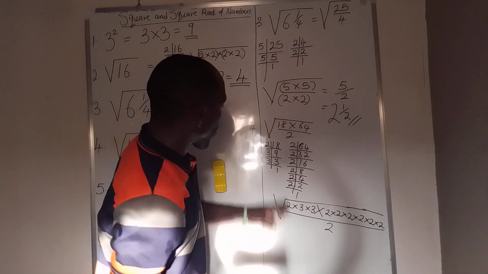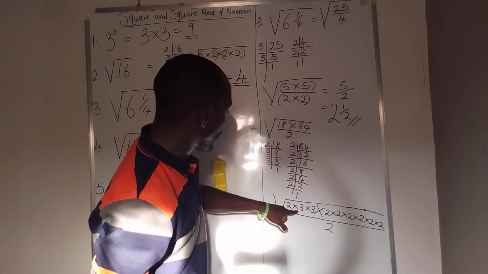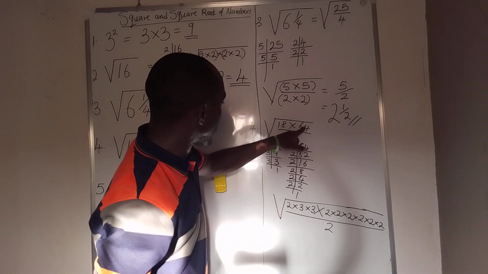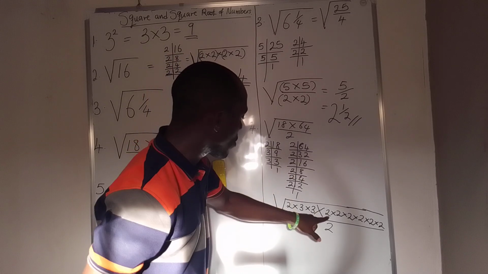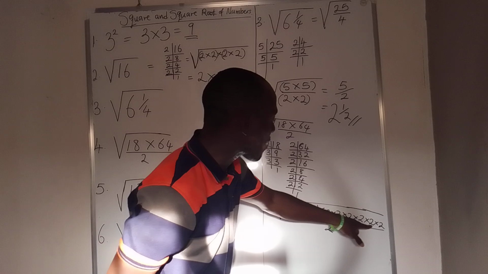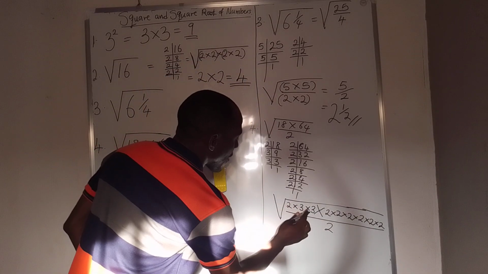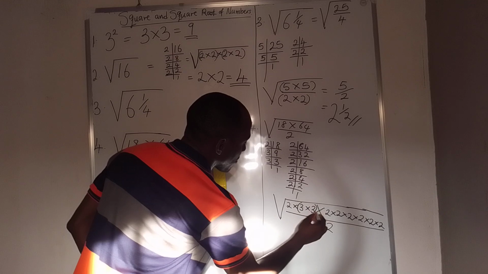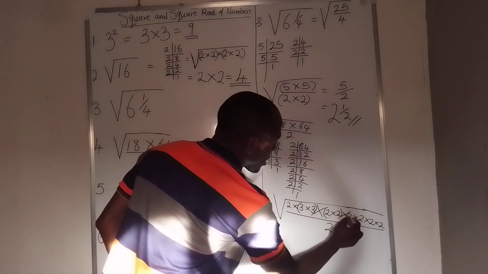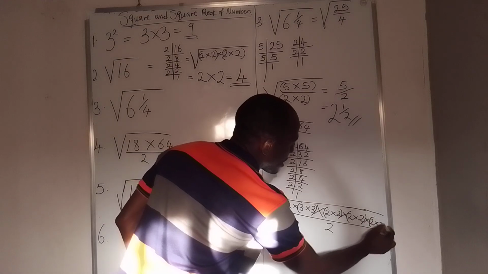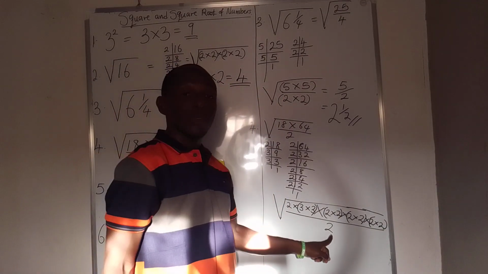Let's confirm whether we copied the correct thing. We have 2, 3, 3, multiplied by 64. For 64, we have 1, 2, 3, 4, 5, 6, which is correct. So let's begin to pair. 3 and 3 are the same, we pair. 2 and 2 are the same, we pair. 2 and 2 are the same, we pair. 2 and 2 are the same, we pair. This one has no partner, and this one has no partner.